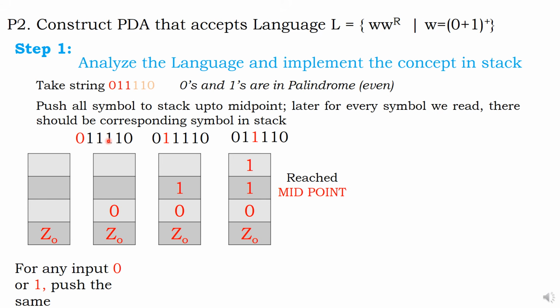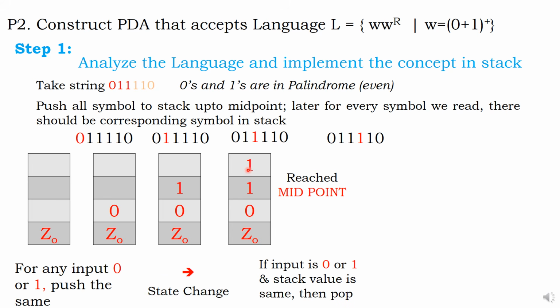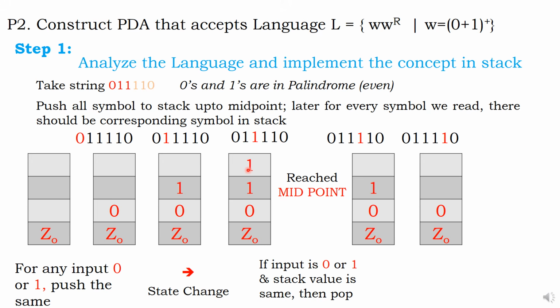Once the middle point is reached, the next story depends on what term it is. 1, 1. If 1 is coming, if the top is also 1, accepted. If 1 is coming, if it is 0, rejected. Okay, that we won't mention, only the accepted state. If it is not satisfying, it is rejected. 1, 1, pop. Another 1, 1, pop. Next 0, 0, pop.